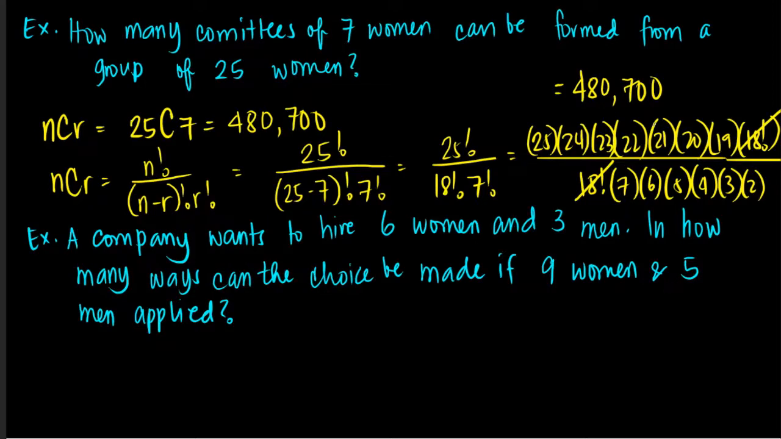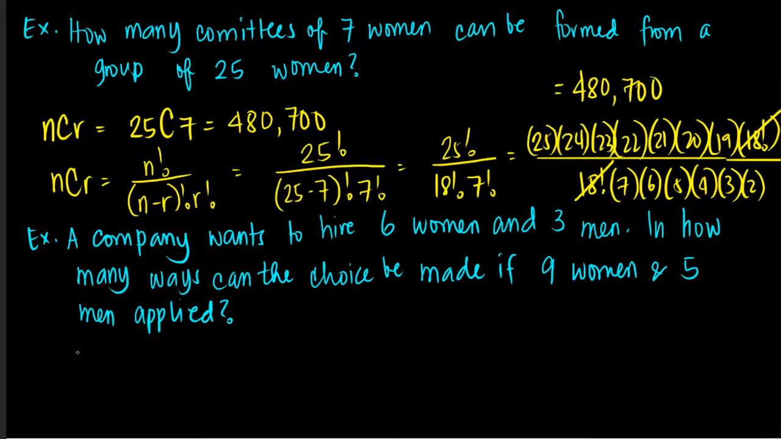The next example is going to be a mix of combination and counting principles. It's because of the term, 'and'. A company wants to hire 6 women and 3 men. In how many ways can the choice be made if 9 women and 5 men applied? From here on, you know that this is combination.